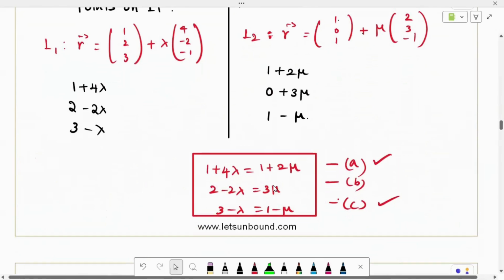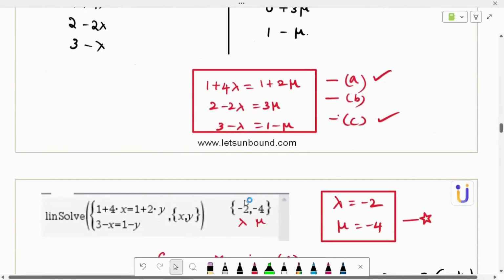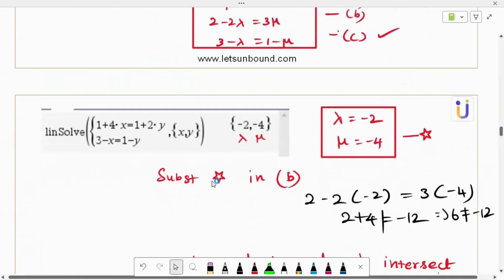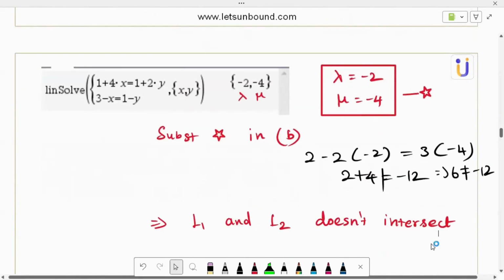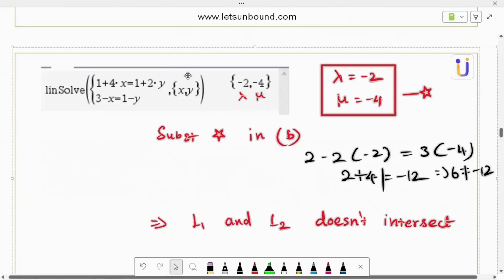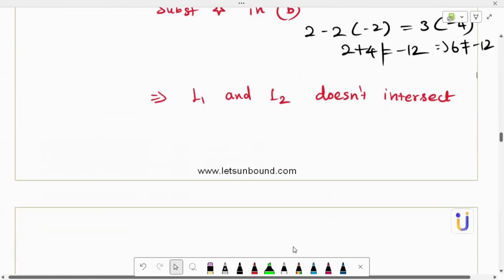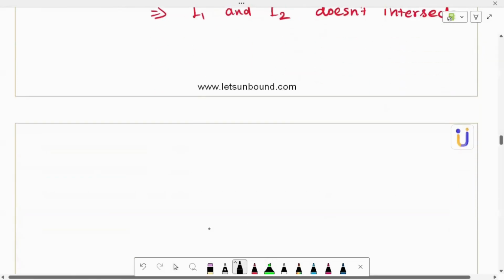Two variables, but we have three equations. You choose any two and solve them simultaneously using the GDC and find lambda and mu. Substitute in the unused equation. It does not get satisfied here, so we mean the lines don't intersect. In case it gets satisfied, they will intersect. Okay, now the next aim is to prove L1 and L2 are not parallel.